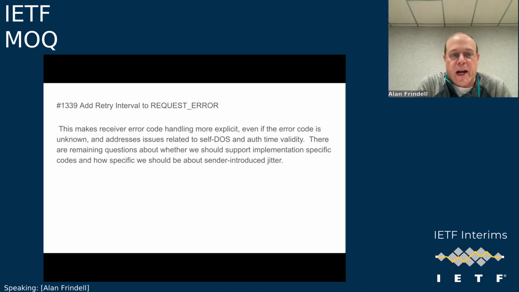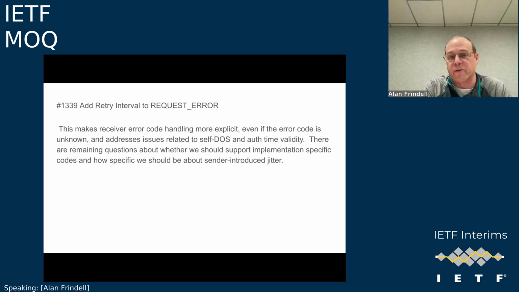So this PR adds a retry interval field into request error. It makes what the receiver is supposed to do with the error more explicit. So the sender of the error can say, don't ever retry this. It's bad, it's broken, and you need to do something else before you fix it. Or the sender can say, retry this either immediately or at some future time.